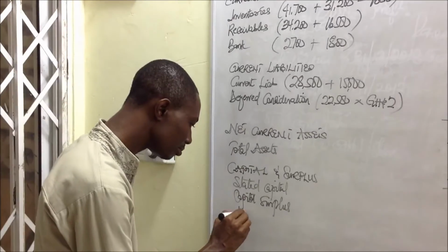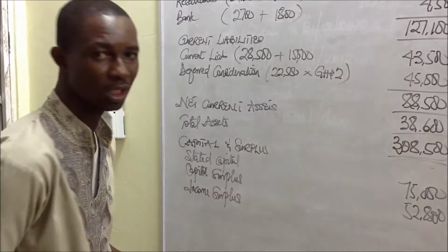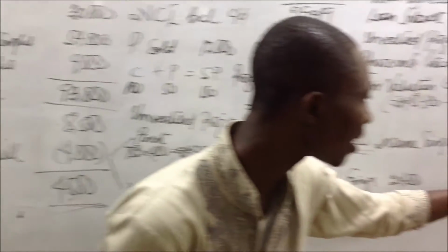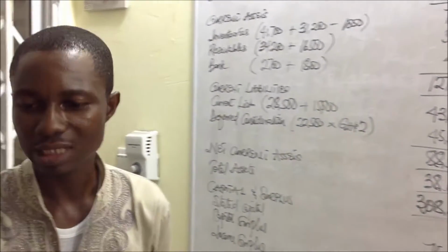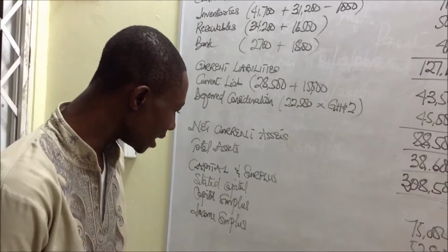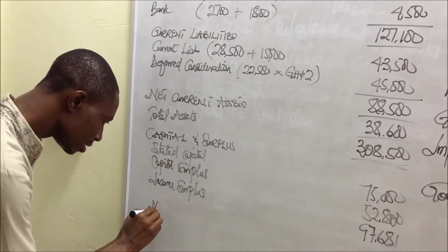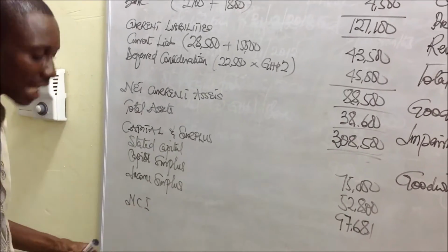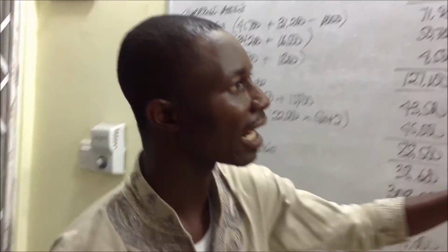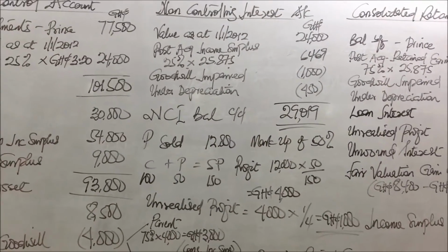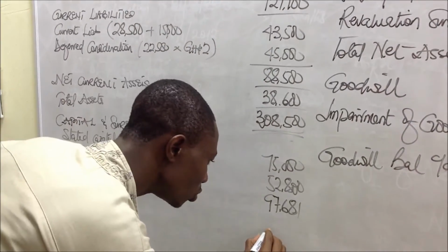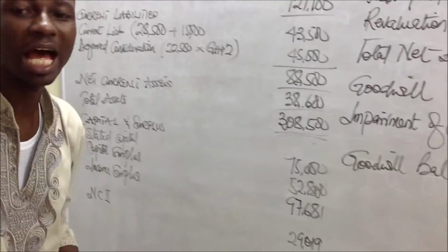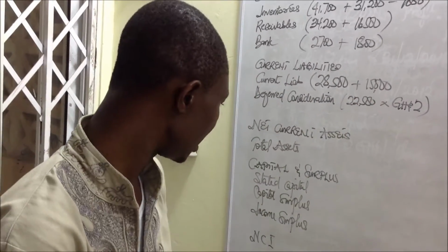Then we bring our income surplus. You remember we prepared the consolidated income surplus and we had a balance of 97,681. So that figure is what we are bringing here. Then I can now move on to the liability side, but let me squeeze in NCI. What is the balance on the NCI account? When we prepared our NCI account, we had a balance of 29,019. So 29,019 is the NCI value.